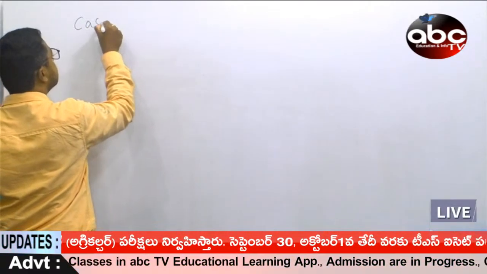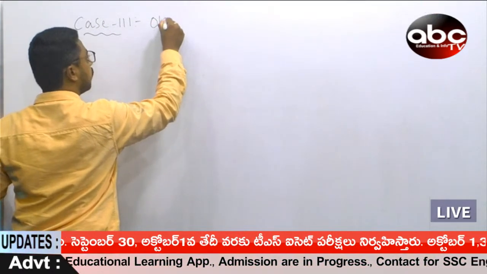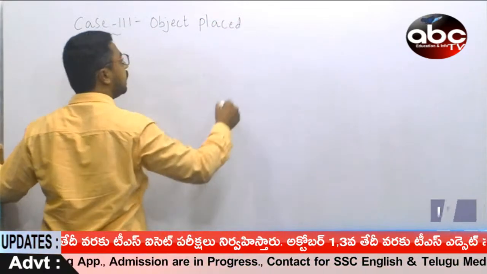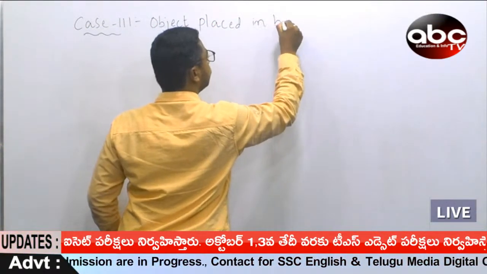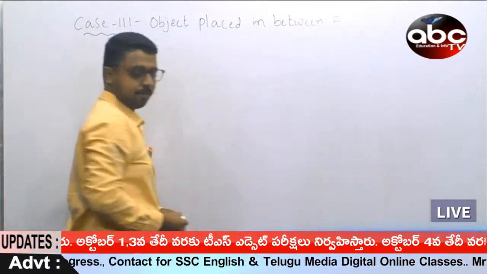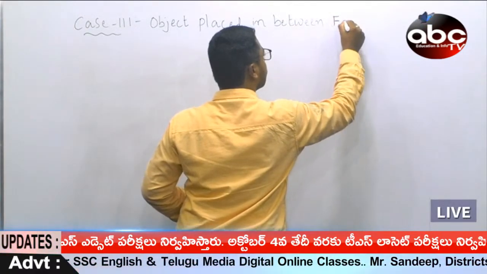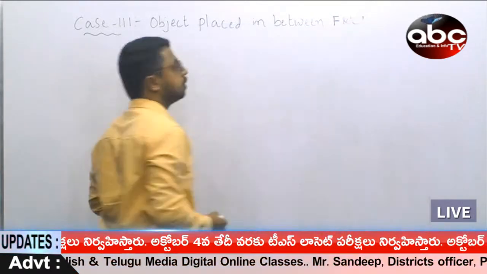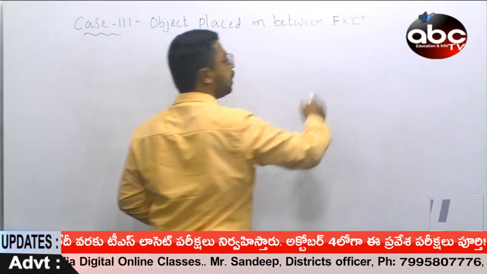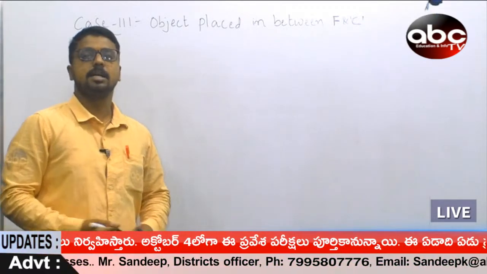This is called case 3, in which the object is placed in between F and C. See here, already you people know what F is. F is nothing but the focus. C is nothing but the center of curvature.